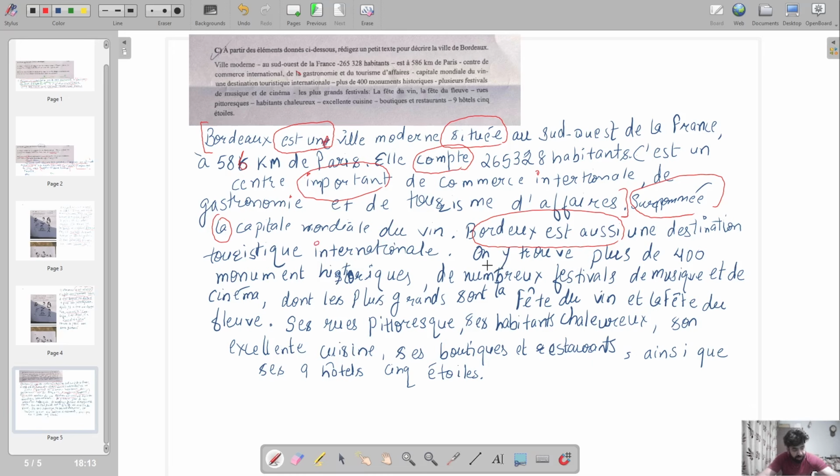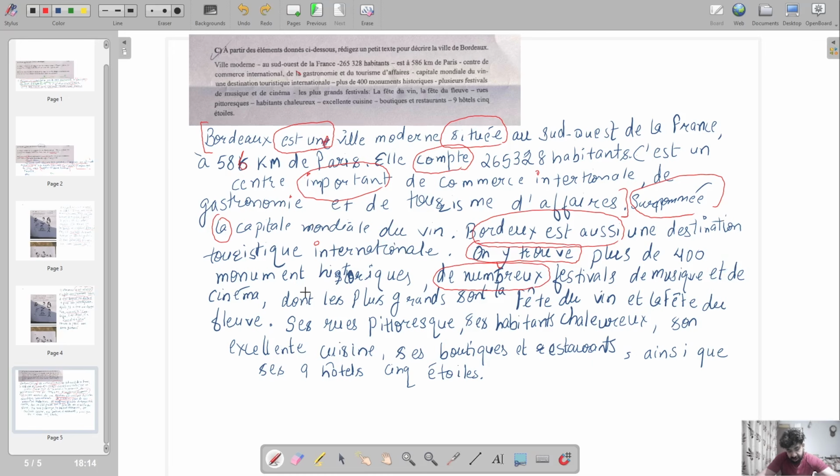Okay. Then it talks about the 400 monuments. So we wrote on Voe through. So basically, you will find while moving. So plus the 400 monuments historic was given to us in the problem. And then it talks about the festivals, several festivals like music and cinema. So we wrote the numerous. So this we wrote festival. This was given to us. Then we wrote this at the cinema. No, Ethel also was given to us, so we have not written that also.